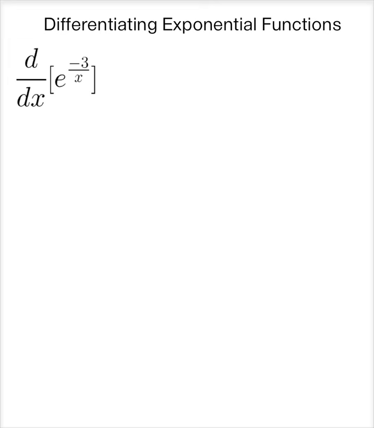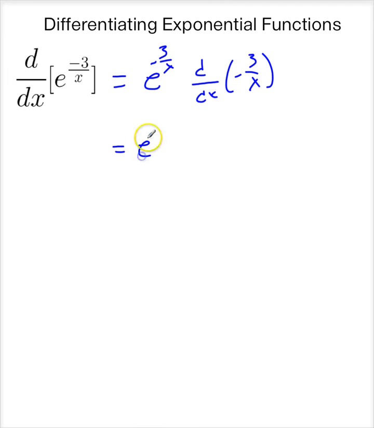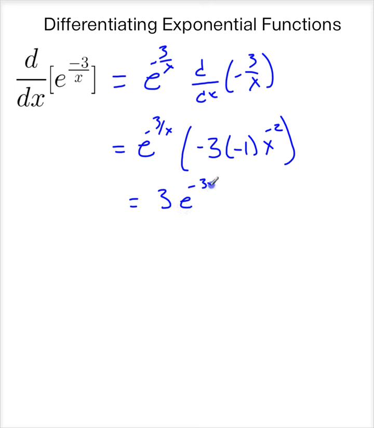Now let's look at this function right here. This one's a little bit more complicated, but the principle's the same. This is equal to e^(-3/x) times the derivative with respect to x of -3/x. So this is e^(-3/x) times -3 times -1 times x^(-2). So this is 3e^(-3/x) divided by x squared.